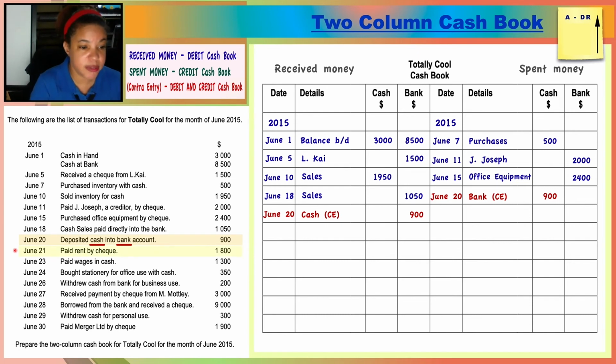So June 21st, paid rent by check, paid, so spent money, credit side. June 21st, what did you pay? Rent expense by check, so bank column, 1,800. Nice.